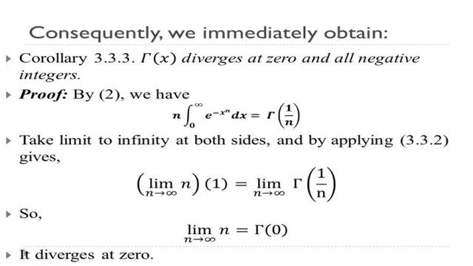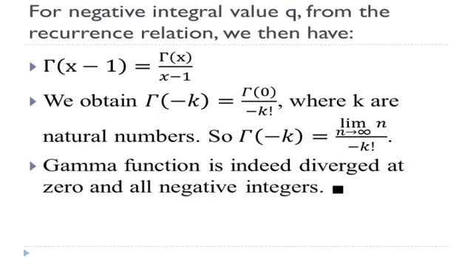And so consequently, we obtain this result, 3.3.3 from my paper, that gamma x diverges at 0 and all negative integers. By my expression, we have this and take the limit to infinity at both sides, and by applying our hypothesis, we obtain that gamma 0 equals the limit as n tends to infinity, and so it indeed diverges at 0. And for the other integer values, from the recurrence equation, we obtain gamma negative k equals the limit as n tends to infinity of n over negative k factorial. So the gamma function indeed diverges at 0 and all negative integers.